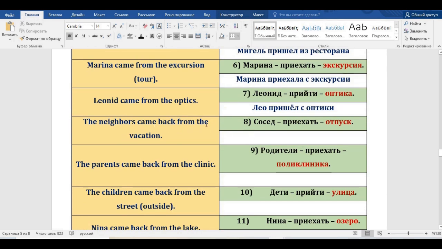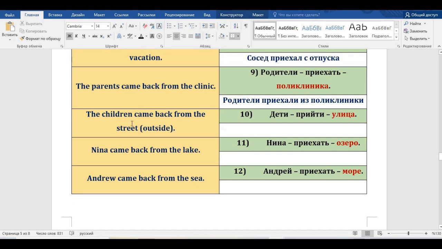Next sentence. The neighbors came back from the vacation. Сосед приехать отпуск. Сосед приехал откуда? С отпуска. Отпуск is an event, right? Next one. The parents came back from the clinic. Родители приехать поликлиника. Родители приехали откуда? Из поликлиники.